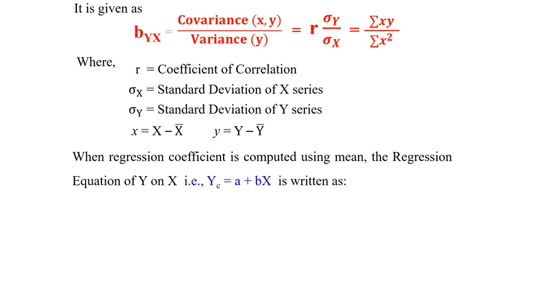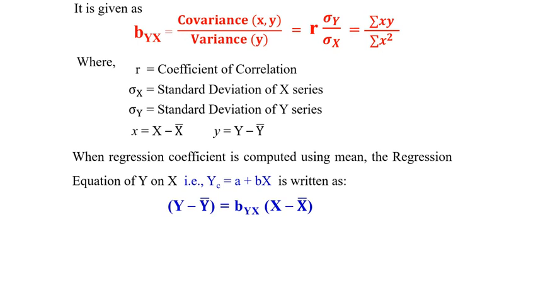Okay. When the regression coefficient is computed using mean, the equation, observe here, we have written y equals a plus bx in the previous sessions. So this y equals a plus bx will be written as y minus y bar equals byx into x minus x bar. So this is to be remembered by you all for examination purpose. Y minus y bar equals byx into x minus x bar.